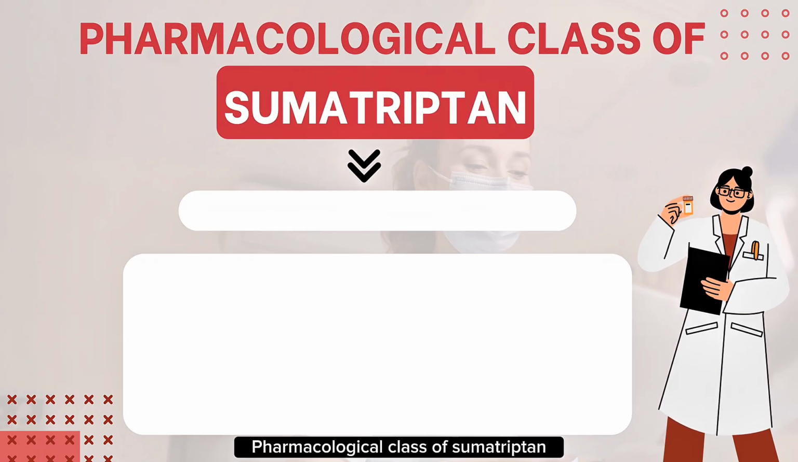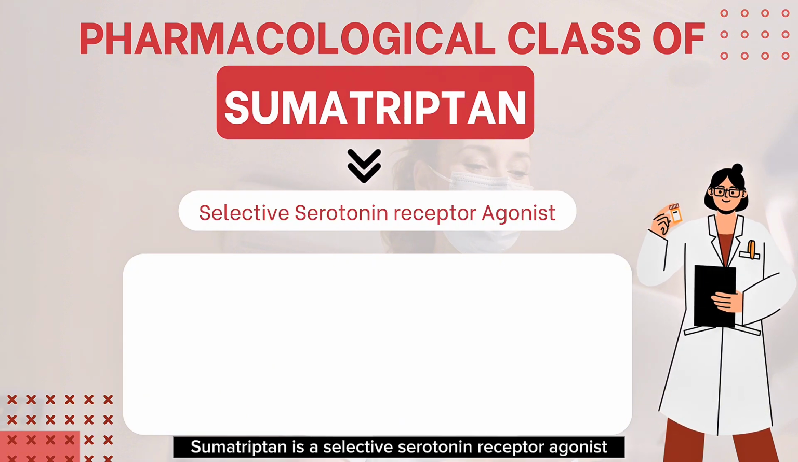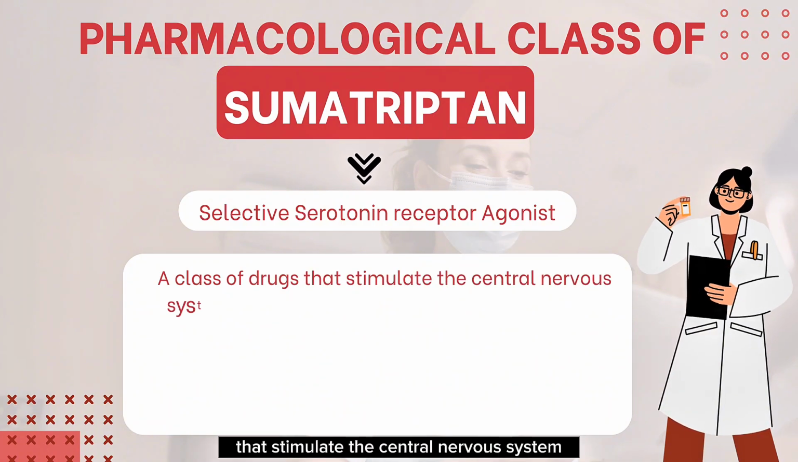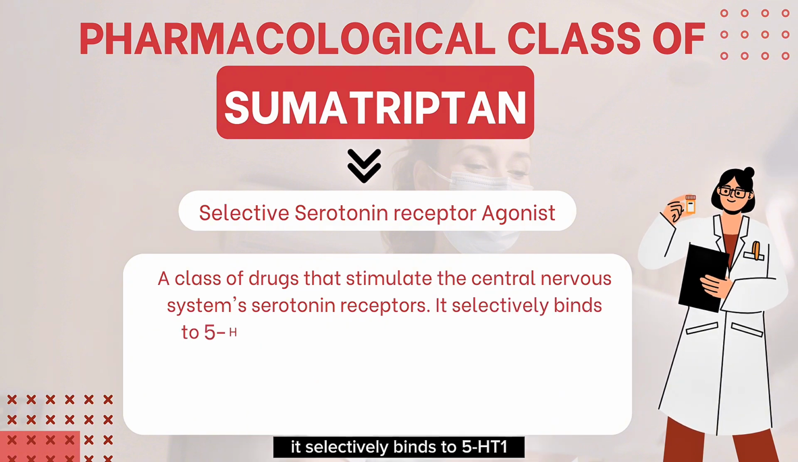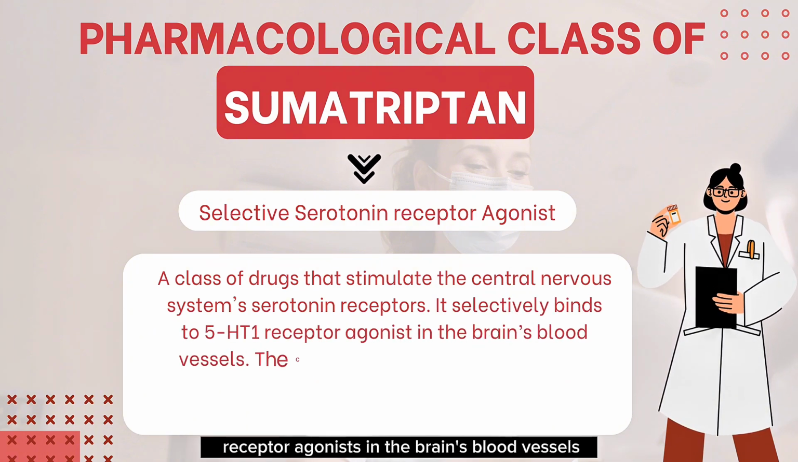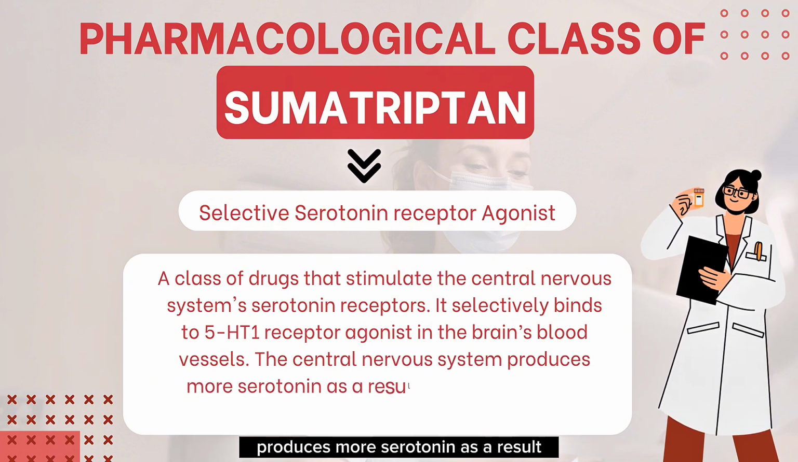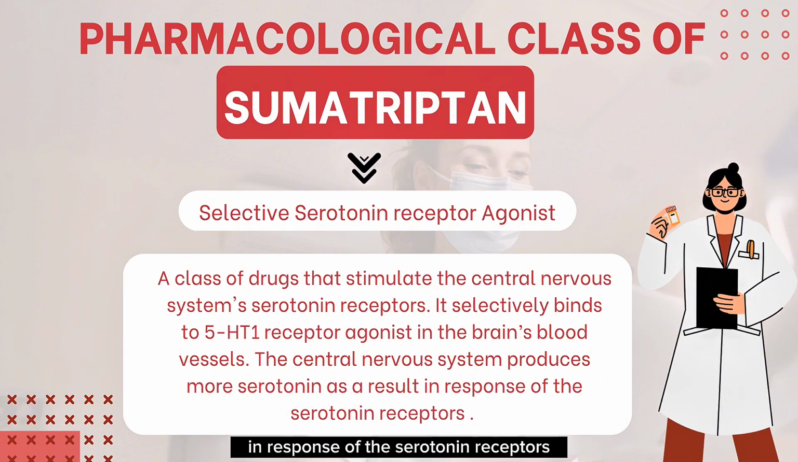Pharmacological class of sumatriptan. Sumatriptan is a selective serotonin receptor agonist. It is a class of drugs that stimulate the central nervous system's serotonin receptors. It selectively binds to 5-HT1 receptors in the brain's blood vessels. This causes the CNS to produce more serotonin in response to the serotonin receptors.